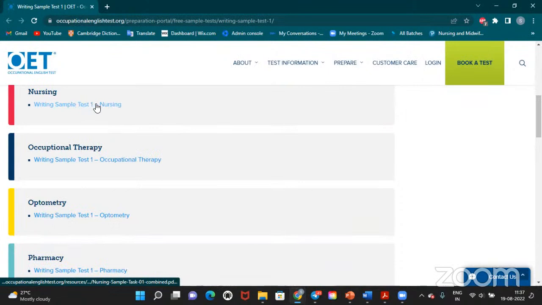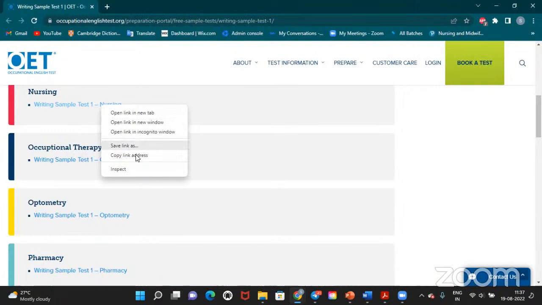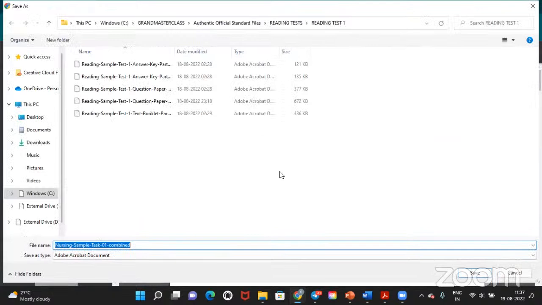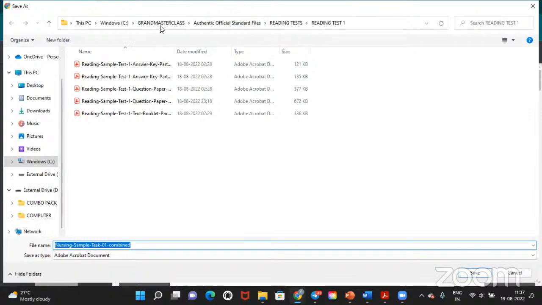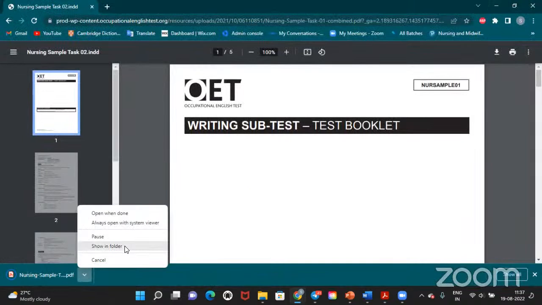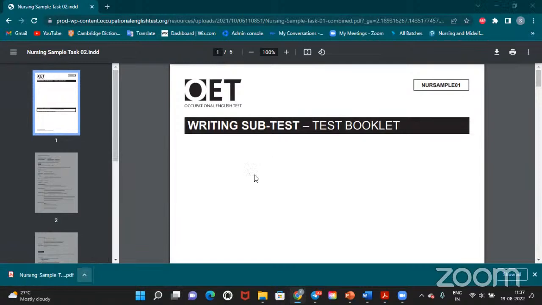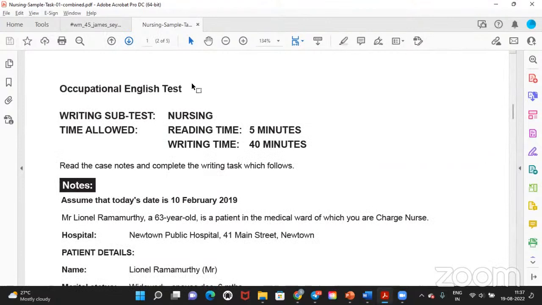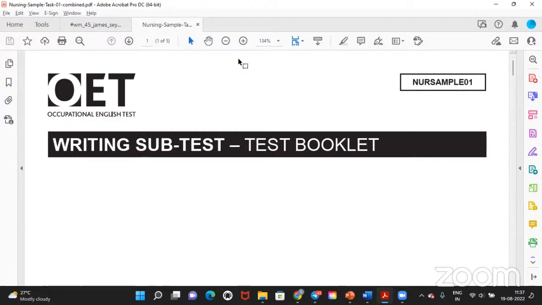So now let us see here. Okay. Now here is writing task one. Okay. If we take this one, show in folder. Yeah, here is writing task one. Just we have downloaded it now. So now the mother is going to show you what is right. I am just a teacher. I don't know much. So this is the official OET letter, sample one.